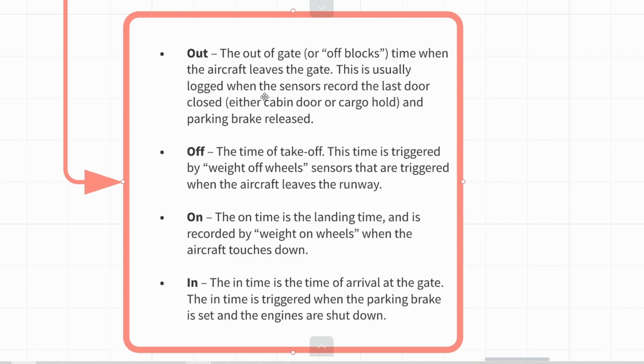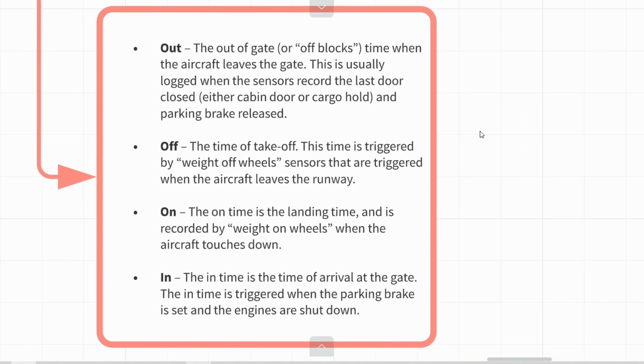This is usually logged when the sensor records the last door closed, either cabin door or cargo hold, and parking brake release. The second O is for off, the time of takeoff. This time is triggered by weight-on-wheels sensors when the aircraft leaves the runway. There is a sensor in the wheels, and when the aircraft takes off, the weight on the landing gear is relieved, and the pressure sensor or some kind of sensor there sends a signal saying that the aircraft is off the ground.